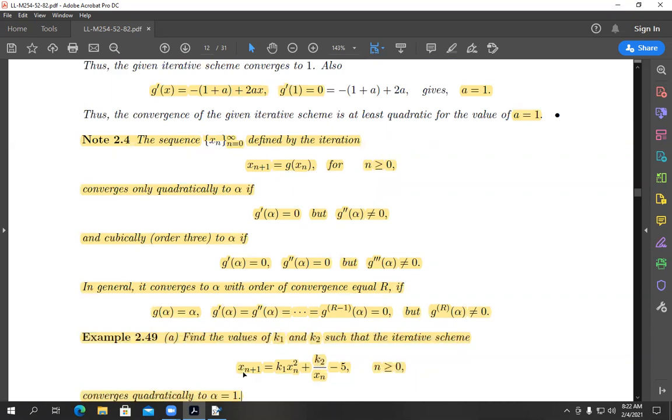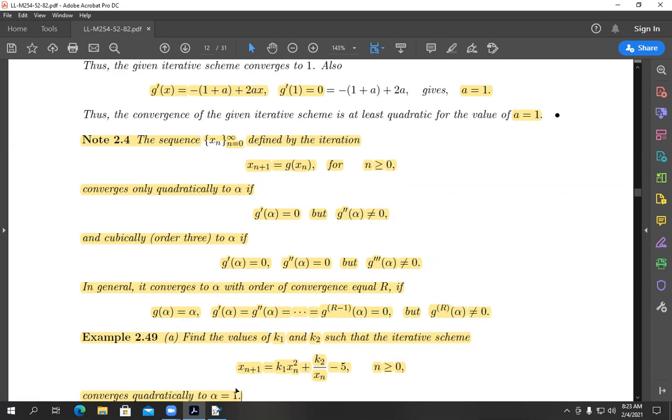He said find the value of K1 and K2 such that the iterative scheme, this formula, converges quadratically to r equal to 1. Quadratically means only quadratic, r equal to 2. So you need to find out the value of K1 and K2. So how many constants do we have here? Two constants, K1 and K2. So it means we need two conditions. Can you give me which two conditions you have to use here?